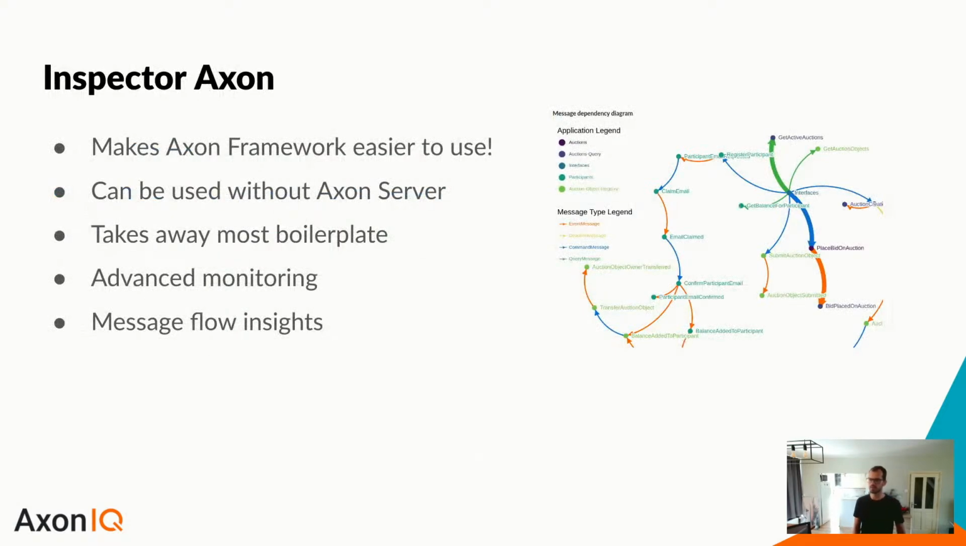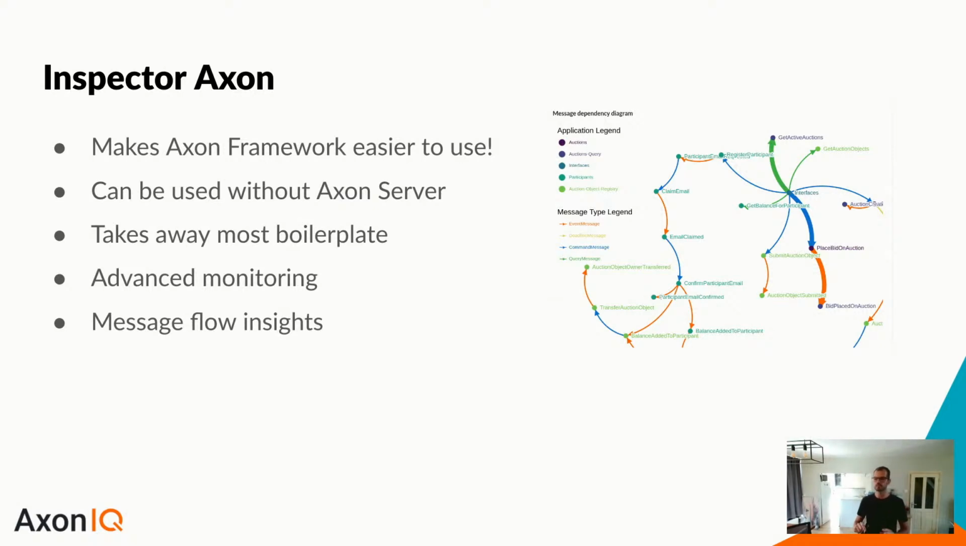So what's Inspector Axon? The core value of it is that it makes Axon Framework easier to use, even if you don't use Axon Server. Of course, it's better if you use Axon Server from a performance perspective and from a distributed message routing perspective. But Inspector Axon doesn't require it per se.